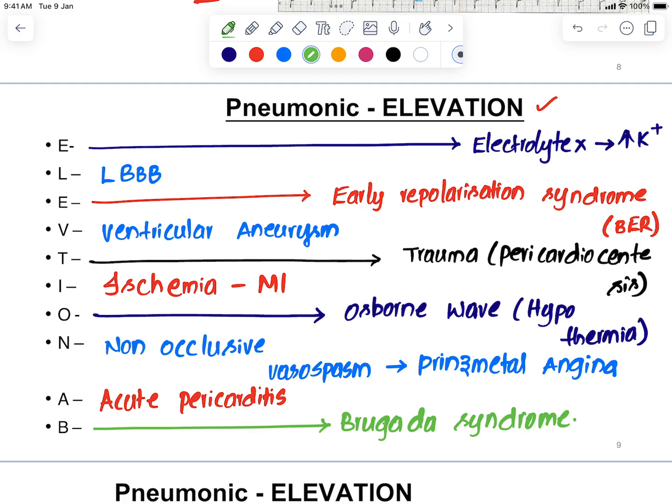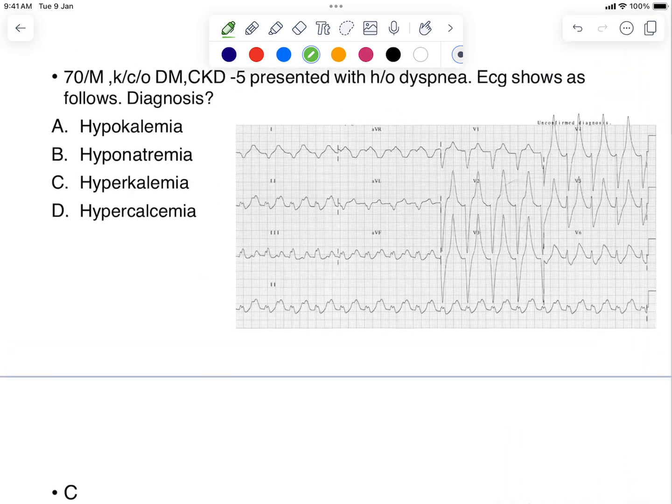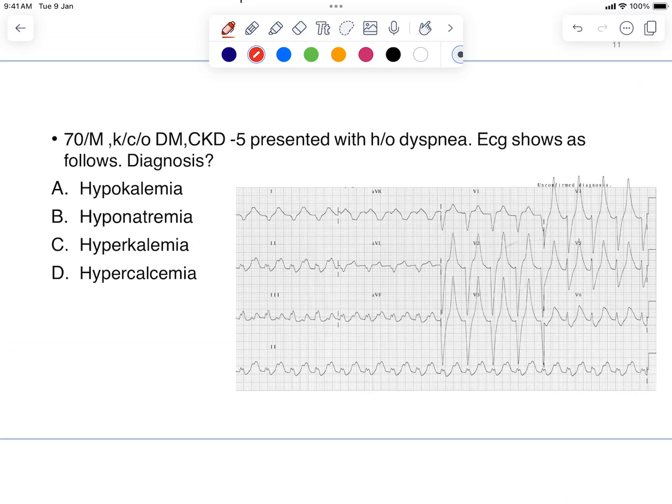So first, you see this question. We have a 70-year-old male, a known case of diabetes mellitus and CKD stage 5. This patient presented with a history of dyspnea. The ECG shows as follows. And what is the diagnosis? The options are hypokalemia, hyperkalemia, hyponatremia, and hypercalcemia.